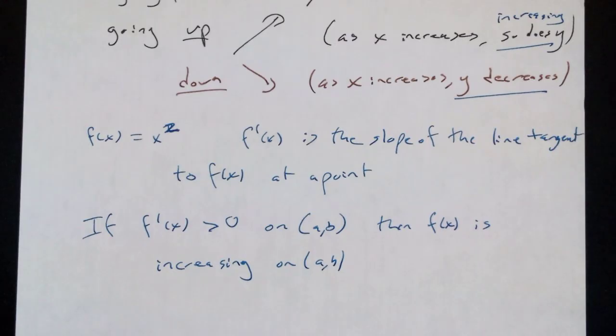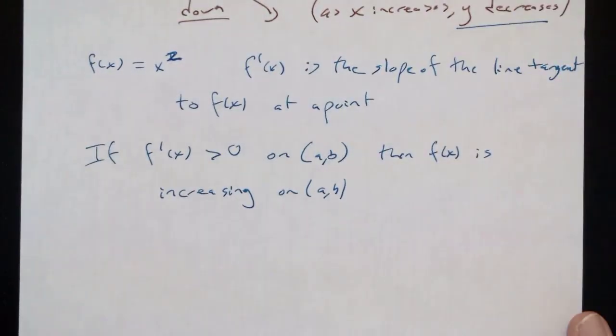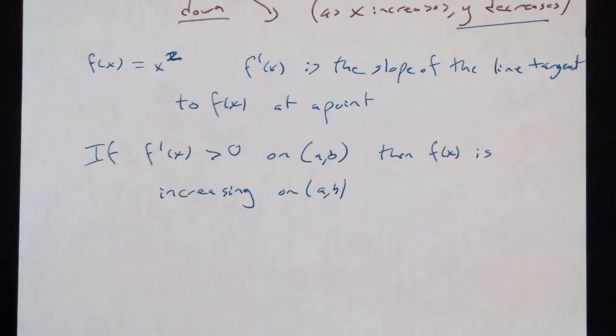If I have a section of my graph, the interval from A to B, and I tell you that the derivative is positive there, then all of the tangent lines point that way. Well, I'm just going to go ahead and steal the term. If a line was increasing there, my function will be increasing there. Change positive to negative, I change increasing to decreasing.